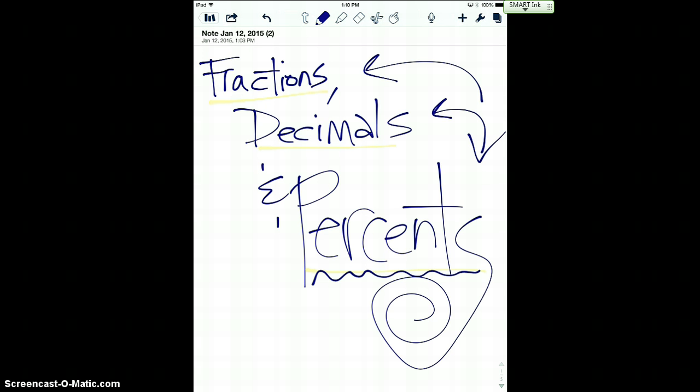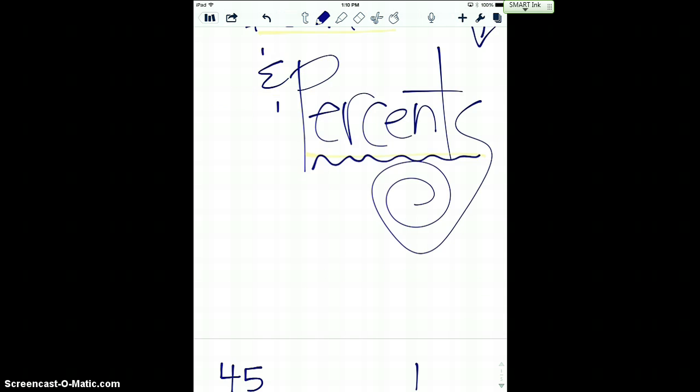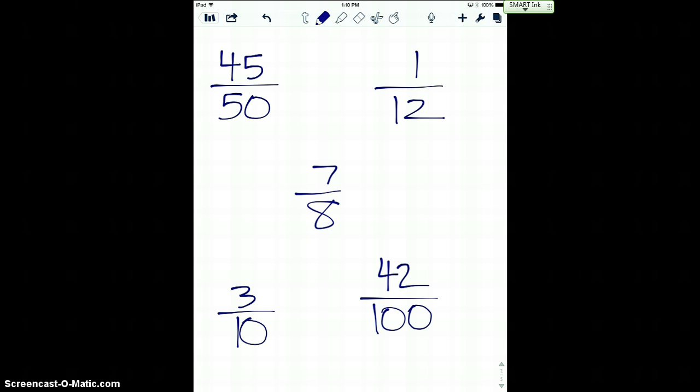So my first examples are going to deal with fractions and how we relate those to percents. So let's say I have all these fractions up here, and I want you to be able to tell me the percent that would be equivalent to each one of these fractions. That would mean the same thing as that fractional amount.